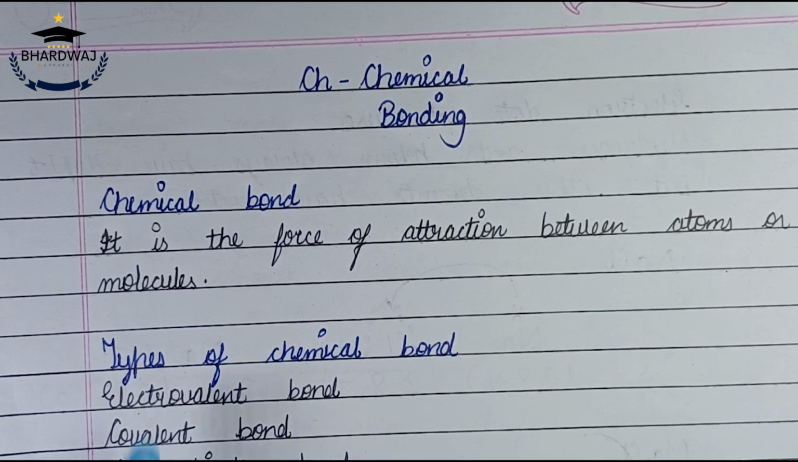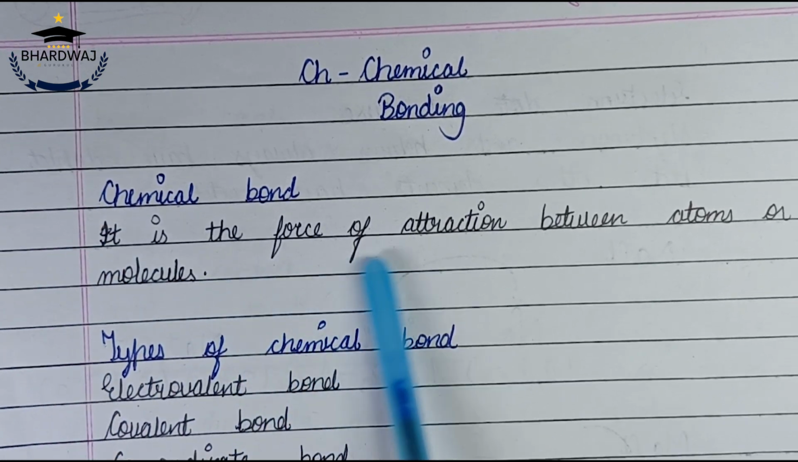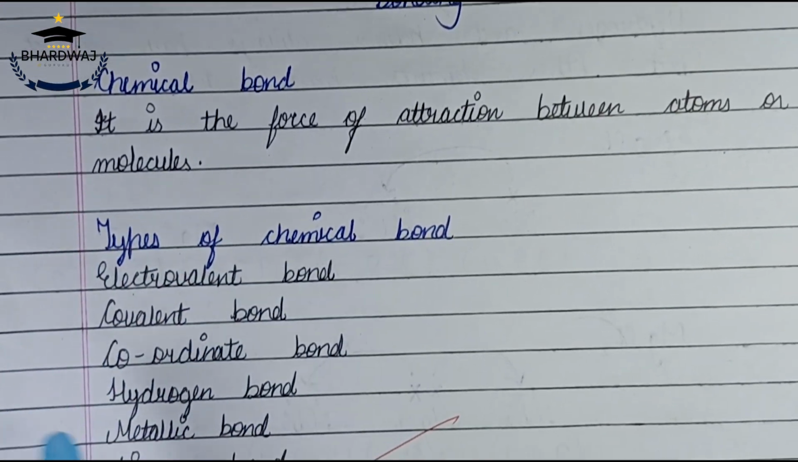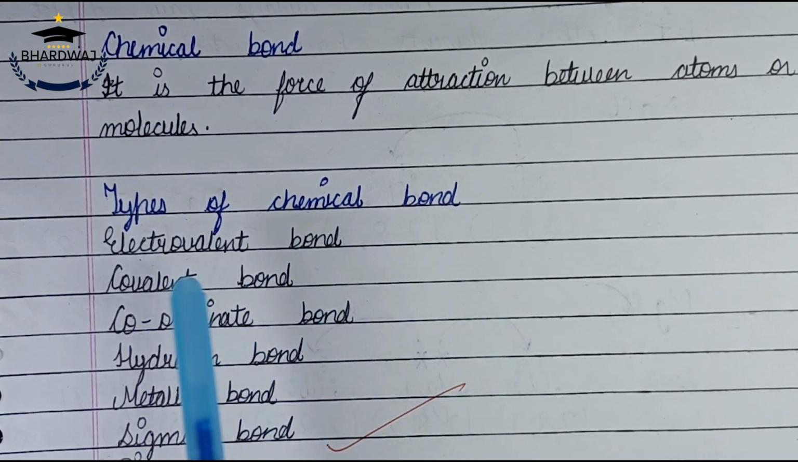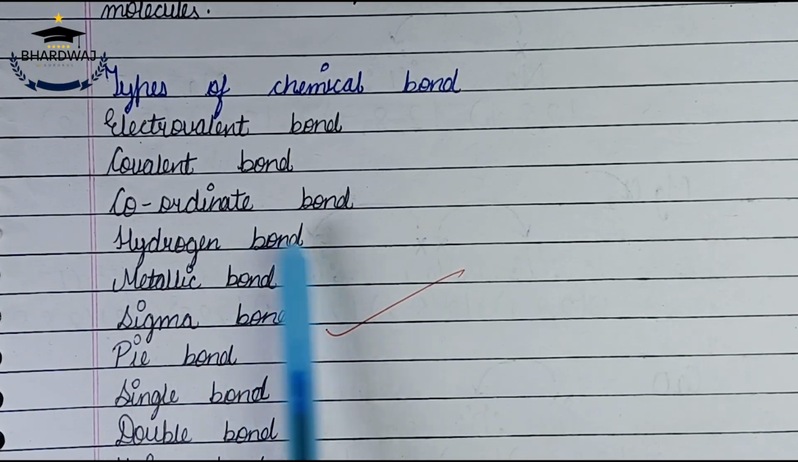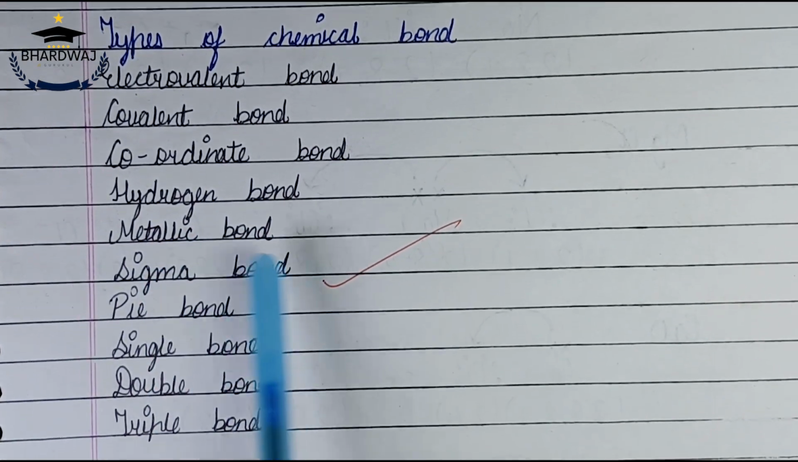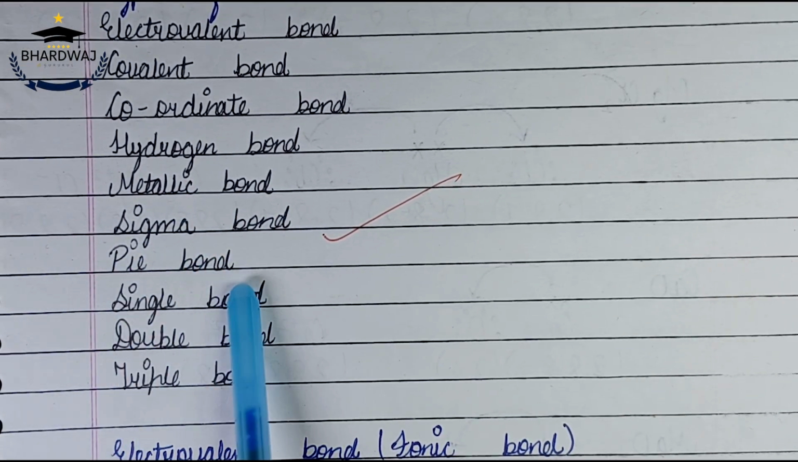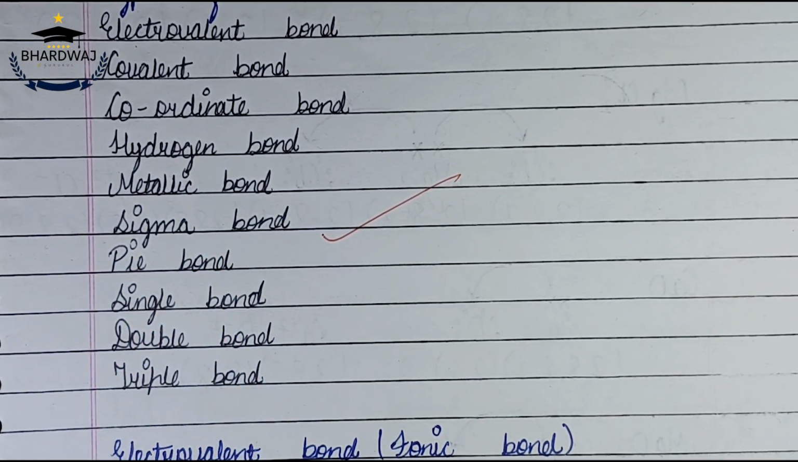Chapter: Chemical Bonding. Chemical bond. It is the force of attraction between atoms or molecules. Types of chemical bond: electrovalent bond, covalent bond, coordinate bond, hydrogen bond, metallic bond, sigma bond, pi bond, single bond, double bond, and triple bond.